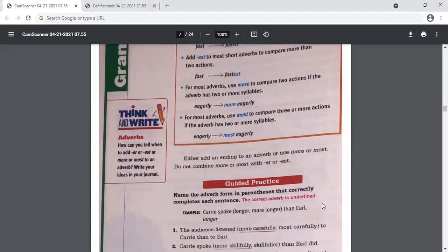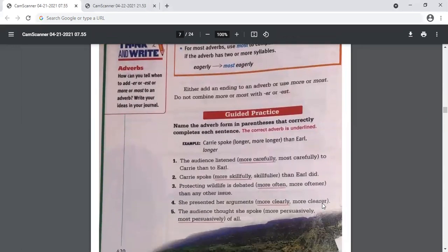Okay, let's do some of these examples together. Name the adverb form in parentheses that correctly completes each sentence. Here's the example. Carrie spoke longer or more longer than Earl. So remember here we can never use more and er, and in this case long is a short adverb, so we're just going to add er, so it should be longer.